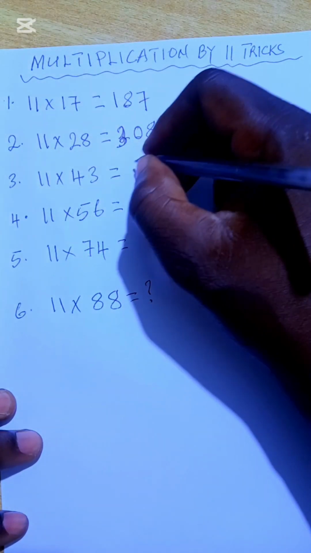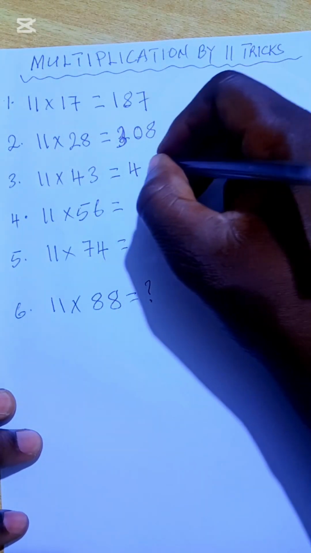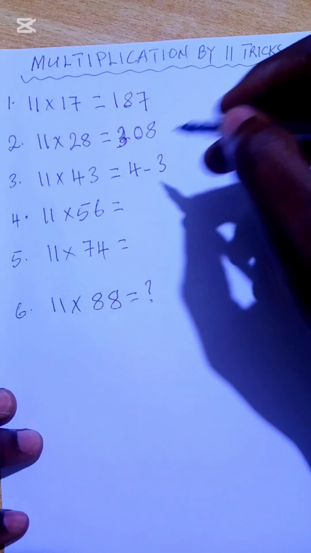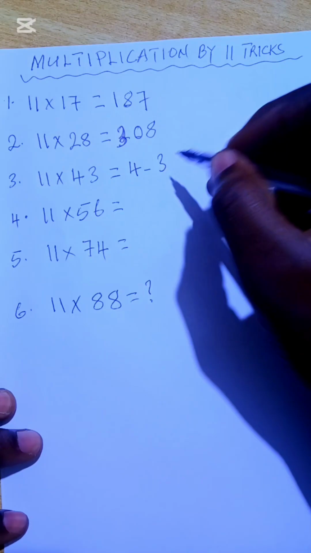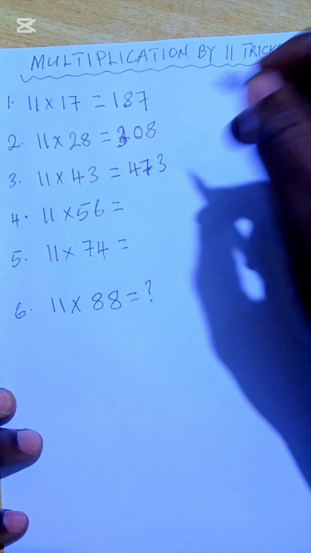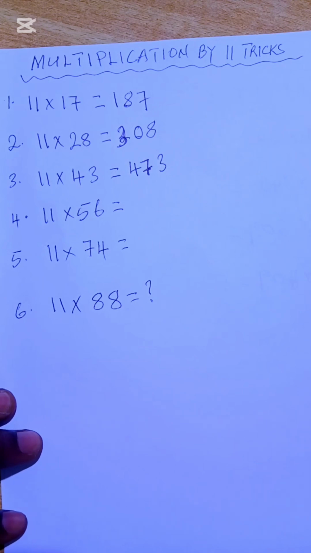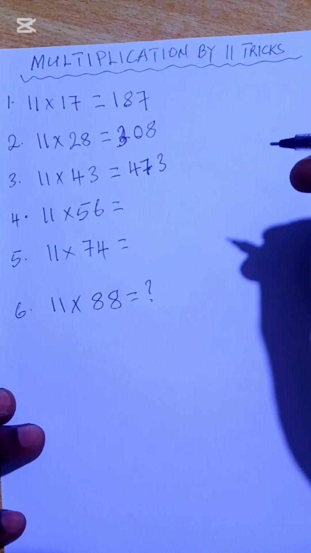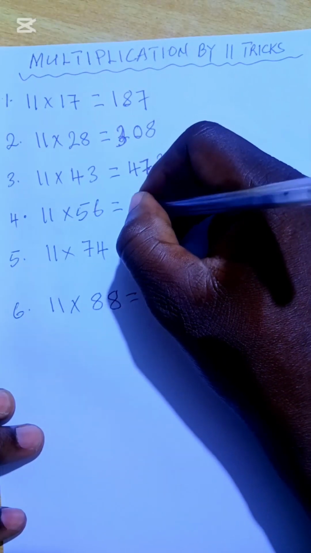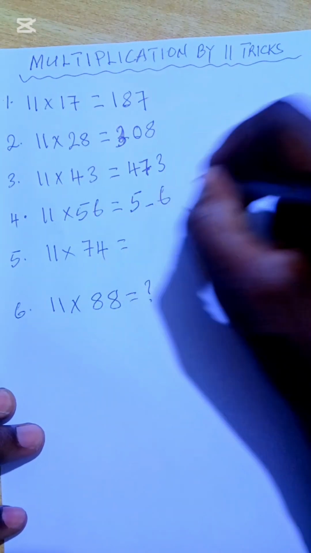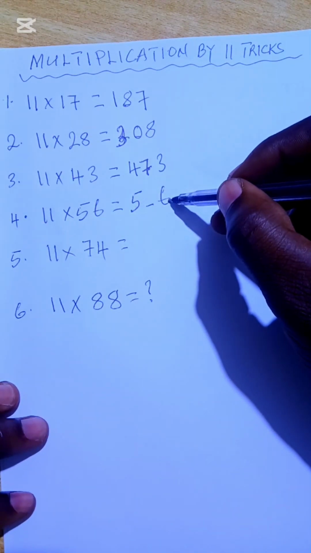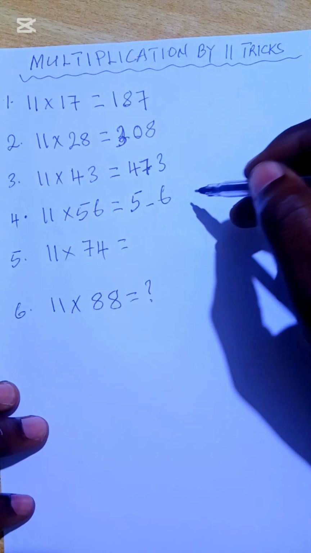11 times 43. I write 4, leave a space, I write 3. Ask yourself, 4 plus 3. The answer is 7. That will give you 473. All right, let's continue. 11 times 56. Write 5, leave a space, write 6. 5 plus 6, the answer will be 11.